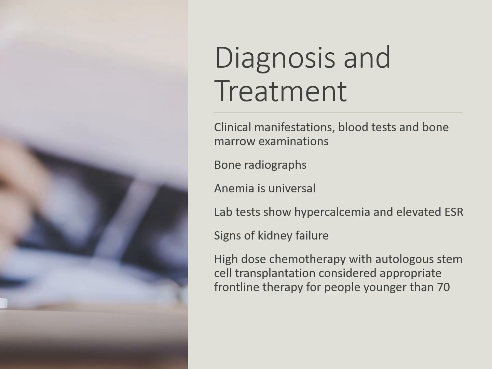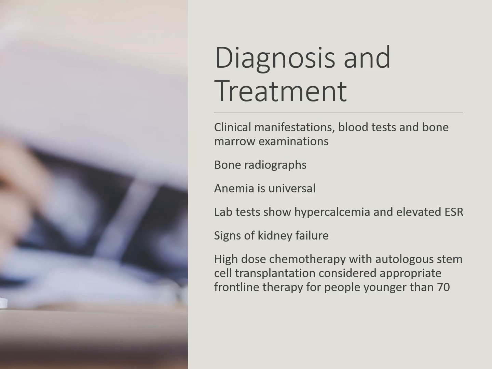And finally, diagnosis and treatment of multiple myeloma. Diagnosis is often based on looking for some of those clinical manifestations that we discussed, but also looking at blood tests and bone marrow exams. We can also look at bone radiographs. Anemia is essentially universal, so we should see anemia on blood testing. We also really commonly see things like hypercalcemia and elevated erythrocyte sedimentation rates. We also might be looking for different signs of kidney failure, so looking at maybe BUN and creatinine, glomerular filtration rates, some of those other kidney markers.